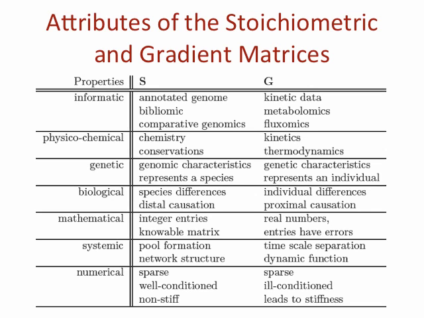S has stoichiometric coefficients. They are all on the same order of magnitude, and therefore that matrix is called well-conditioned. It's easy to compute with, and is described as being non-stiff. The gradient matrix G, on the other hand, may have elements that differ by many orders of magnitude, sometimes 6, 7, 8, 9 orders of magnitude.